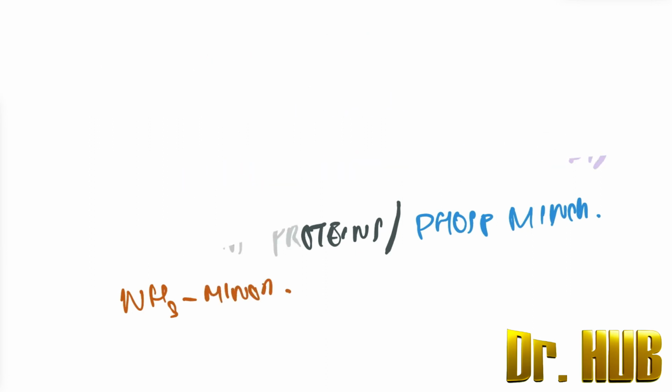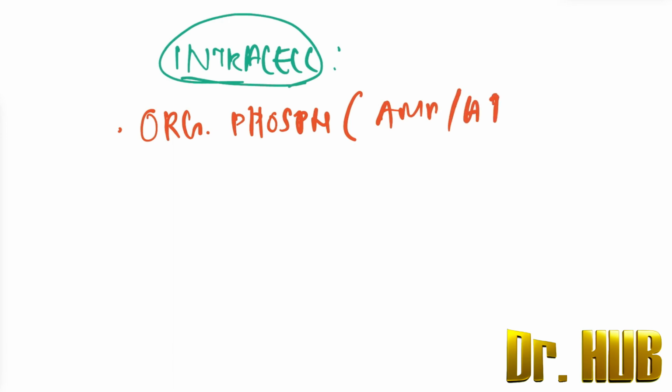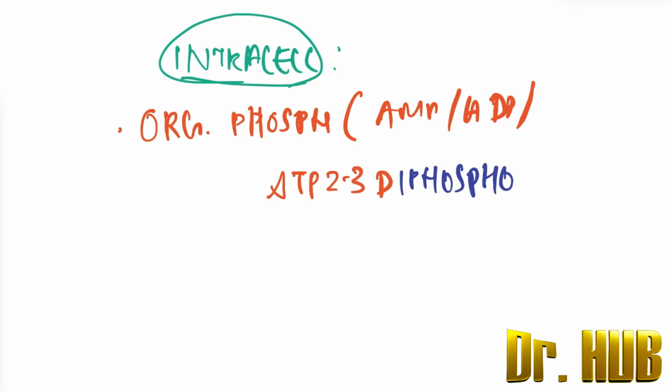Now we look at the intracellular buffers. Intracellular buffers include the organic phosphates. Examples of organic phosphates are AMP, ADP, as well as ATP and 2,3-diphosphoglycerate, which is known as DPG. It is nothing but the DPG.